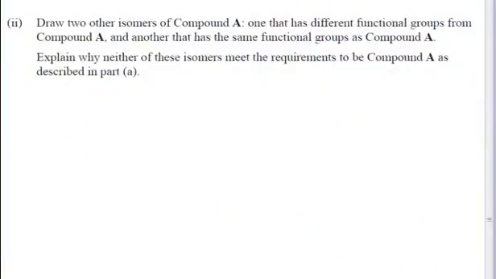Now, as a follow-on to question 5a part 1, we're asked to try and show some other isomers of compound A that may have been possible and why they didn't meet the requirements. The good thing about this obviously is that you probably already drew some of these when you tried to sort them out.